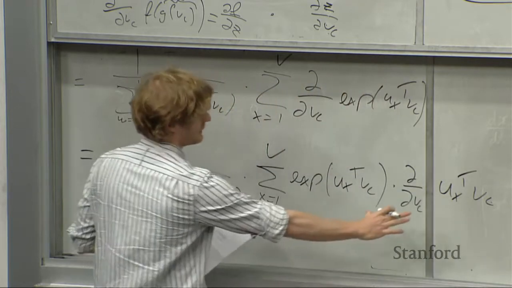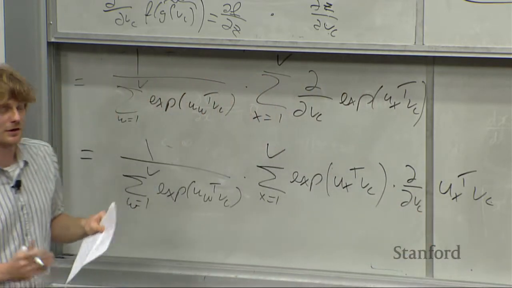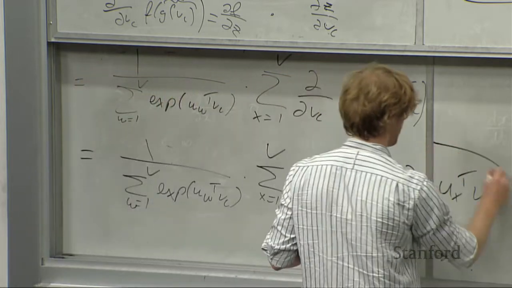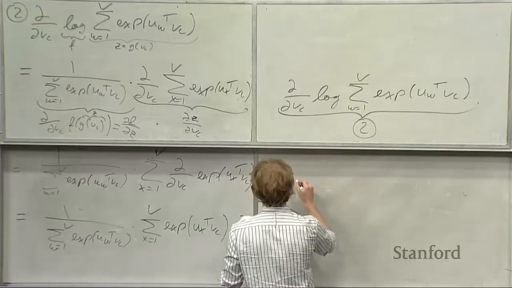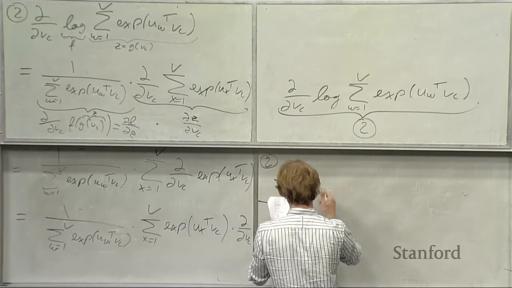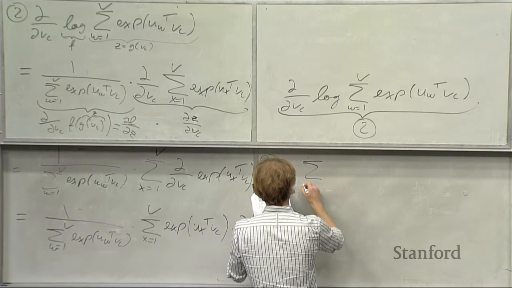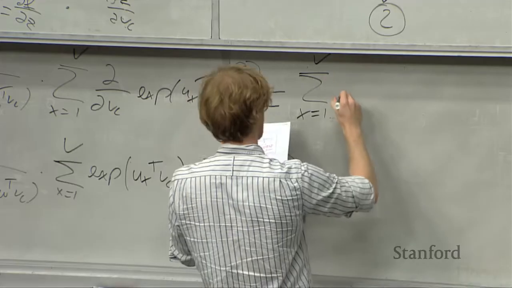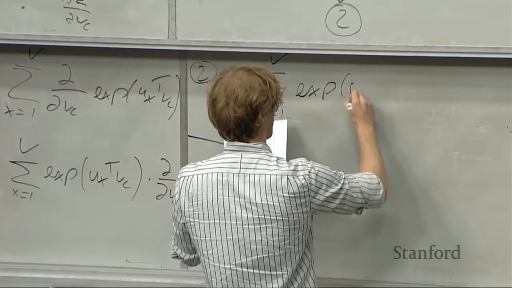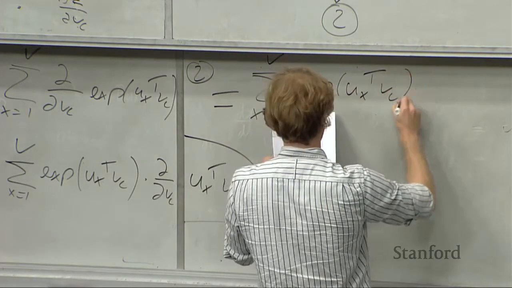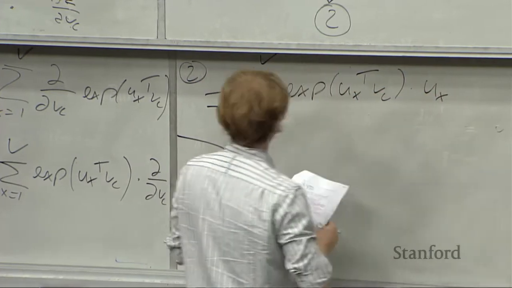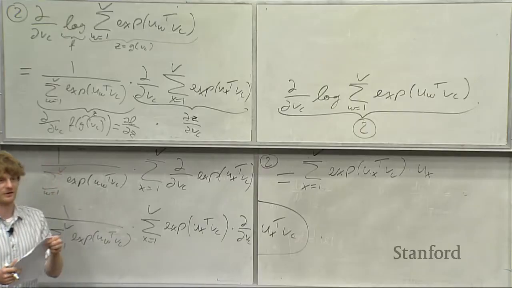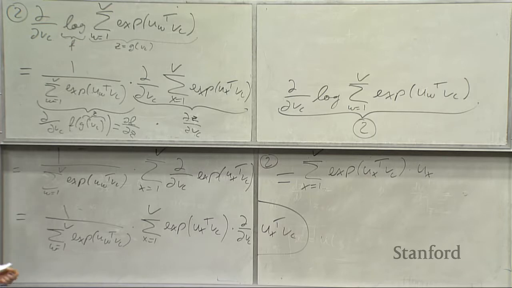And now this one is one we've already done. That's just ux. So we can write down the final thing of 2 as the sum over x equals 1 to v of the exponent of ux transpose vc times ux. All right. That was painful, but hopefully to a lot of you, very instructive.